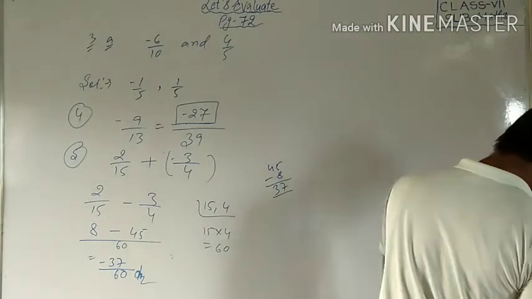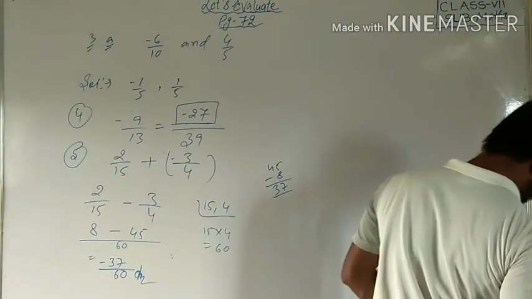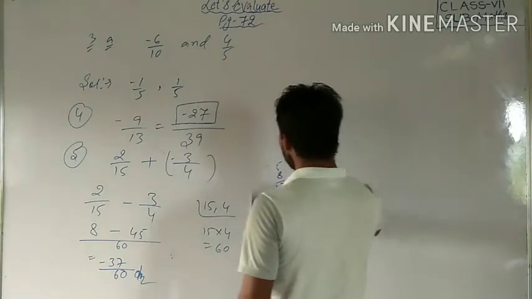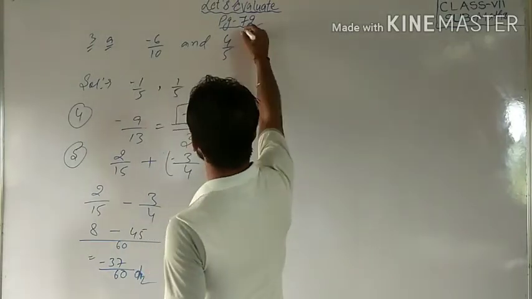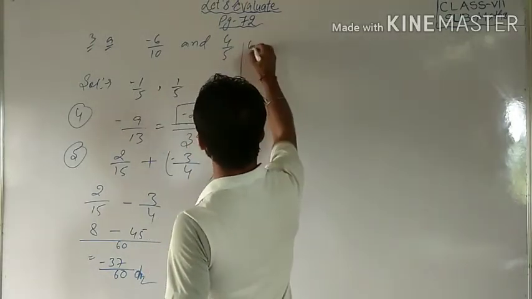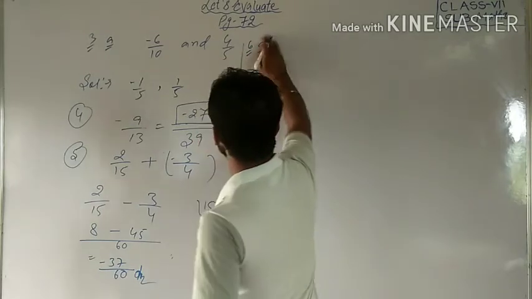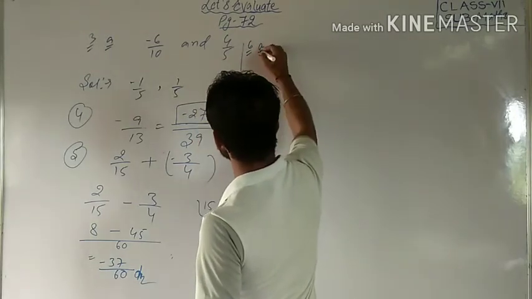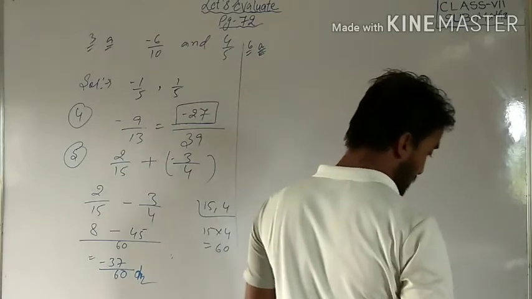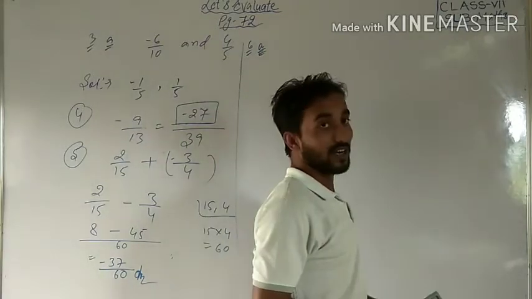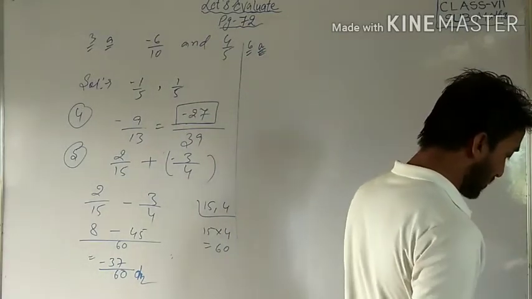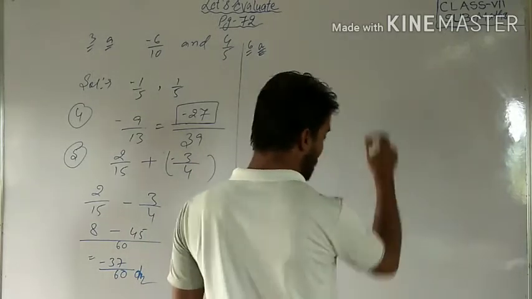Students, see question number 5B. Now it's your turn to do it. I will do question number 6A. What is question number 6A? See, question number 6A is there. Now subtract. How we have added, the same way we have to subtract also.